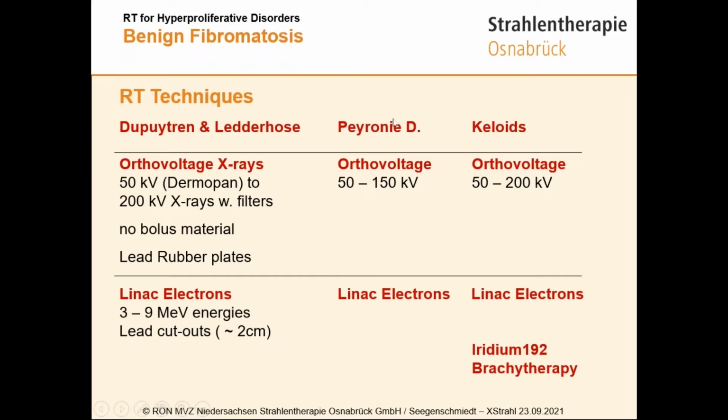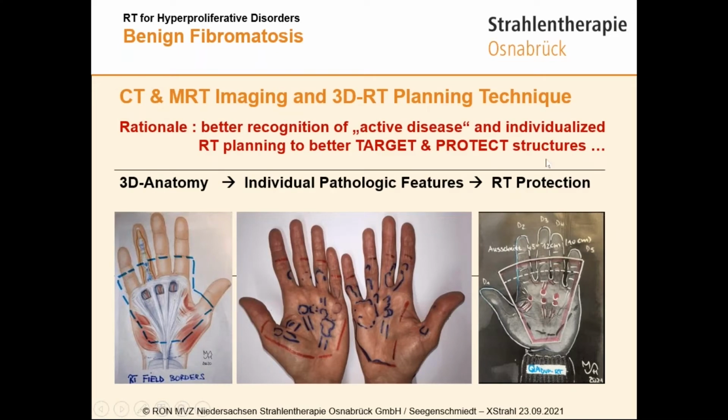In Peyronie's disease, reports exist about the use of orthovoltage and linear electrons, while in keloids also techniques using brachytherapy have been described in the literature. Important today is to integrate CT and MRT imaging into 3D radiotherapy planning. As with these imaging techniques, it is better possible to recognize the active disease and to individualize the radiotherapy planning to better target or protect structures.